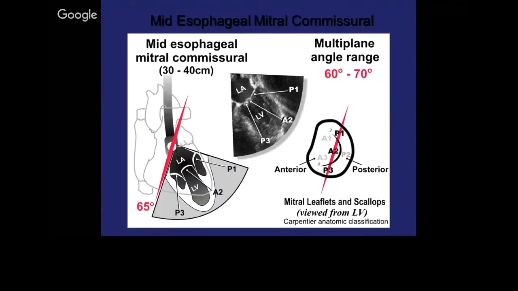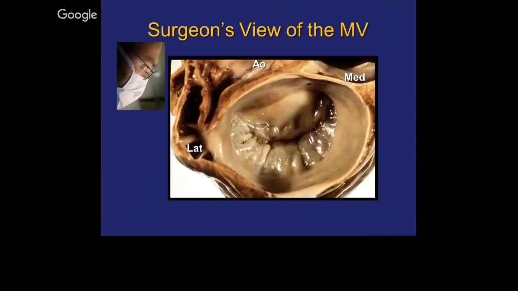So this is the TEE probe right here, in relation to the heart. And those are some of the views that I talked about. So we rotate the cursor from 0 to 60 to 90 to 120, and then we'll be able to see those views that we talked about. You've seen this.